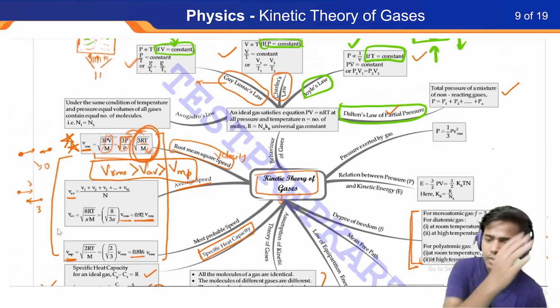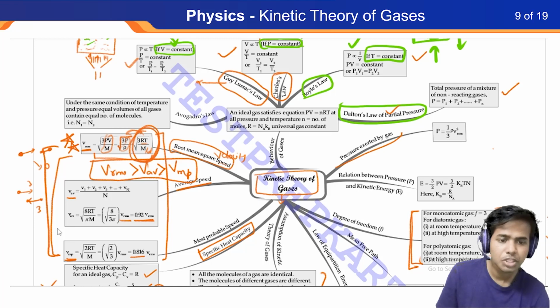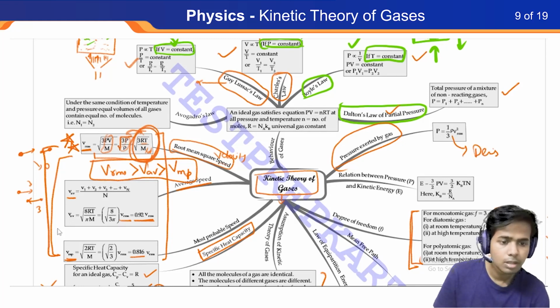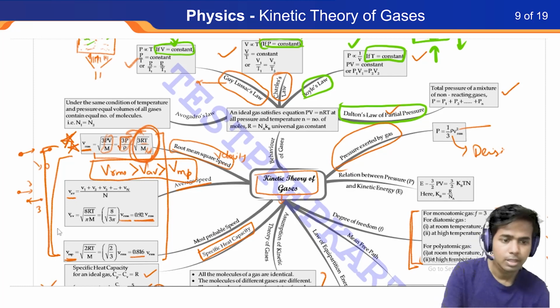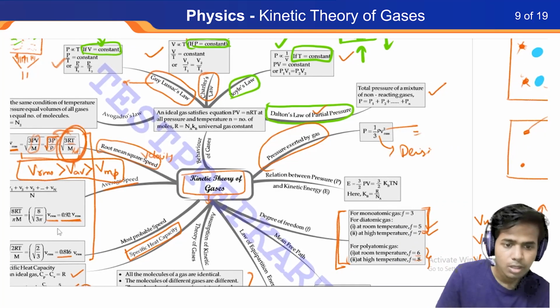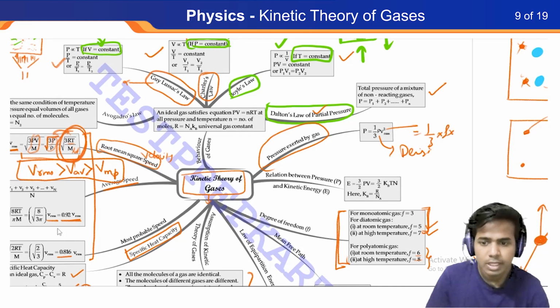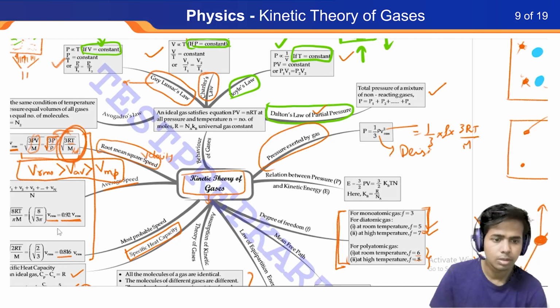And yes, as a result of individual velocities, the pressure is also exerted, right? And the pressure can be given in the format of 1 by 3 rho v RMS square, where rho is the density, RMS velocity we have exactly got here. So you can even write it as 1 by 3 into rho into v square, 3 RT by m. 3 RT by m.